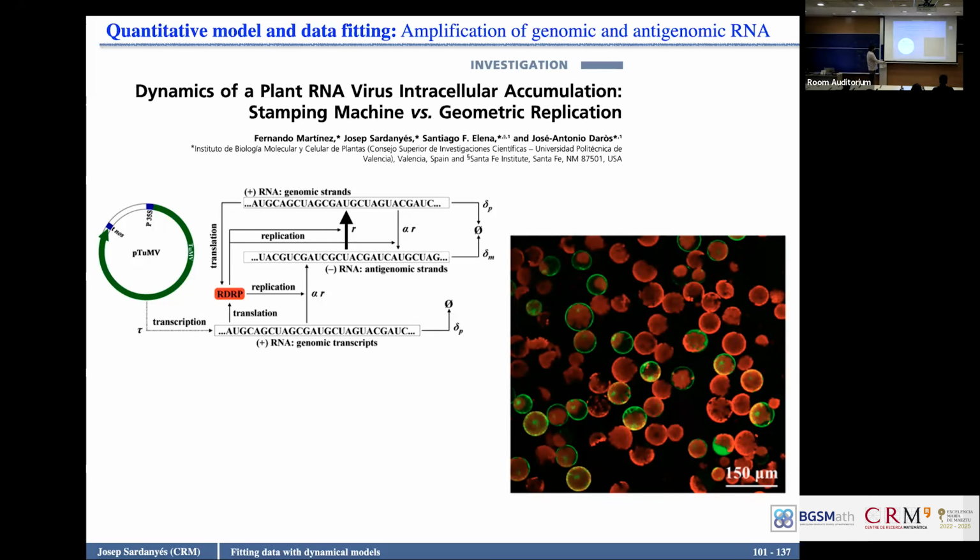Here you can see two colors. The green color is the amount of positive sense RNAs. And the red color is the chloroplasts of the cells, where the photosynthesis is performed. So these are some cells in which infection has started.